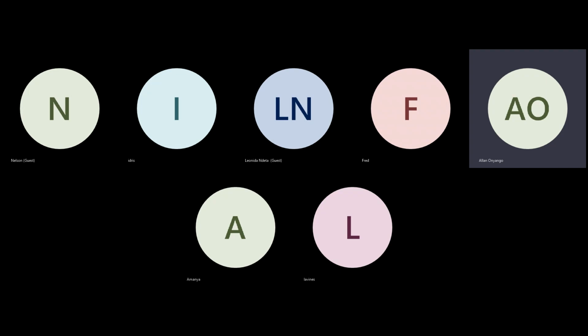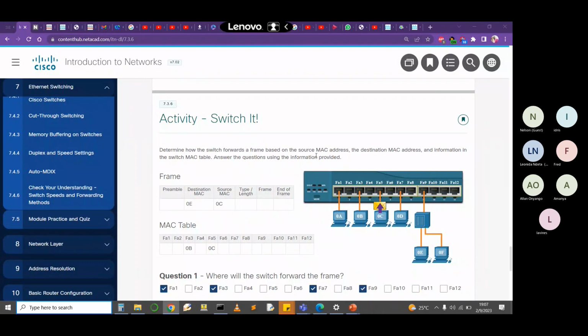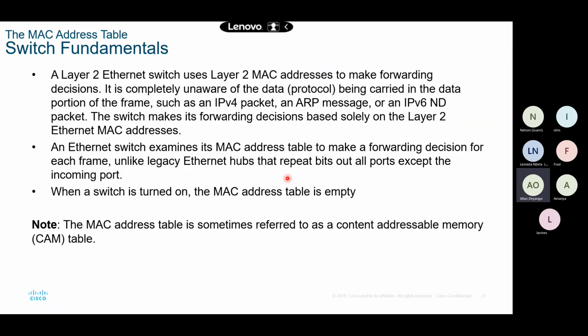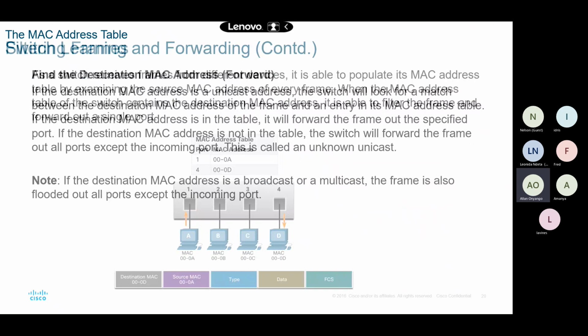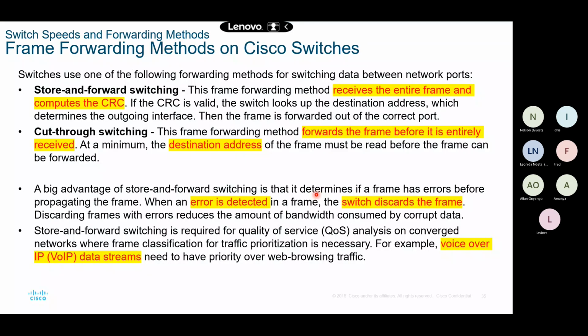I'm going to share the whole screen now and bring up my slide. We have covered everything we needed to learn in the previous parts of the slide, examining the source and the destination of all that we have talked about. And now we need to talk about switch speeds and forwarding methods.